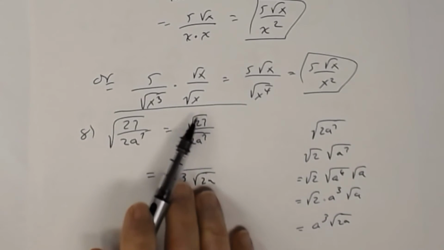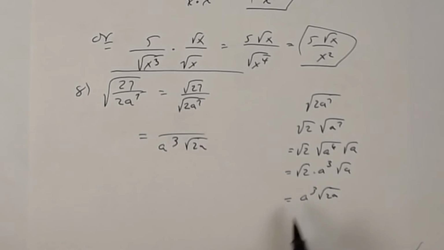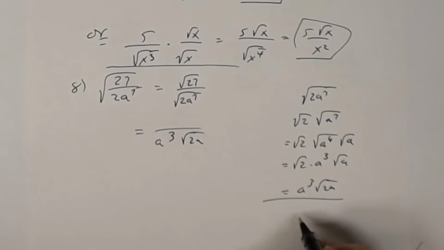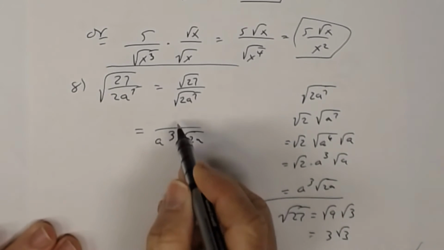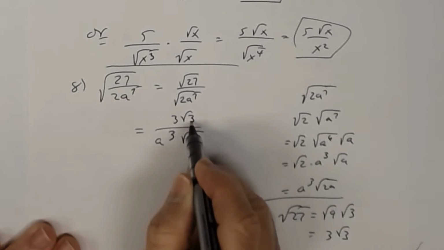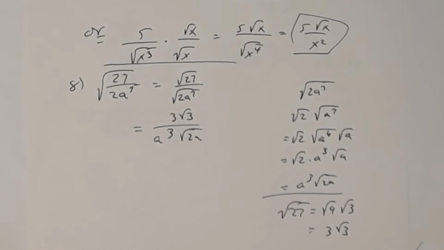But I can also simplify the numerator. So let's simplify the numerator. When I simplify the numerator, the square root of 27 is the square root of 9 times the square root of 3. The largest perfect square that goes into 27 is 9. And the square root of 9 is 3, so you get 3 square root of 3. So that's the numerator, 3 square root of 3. All right, so that's where I'm at.